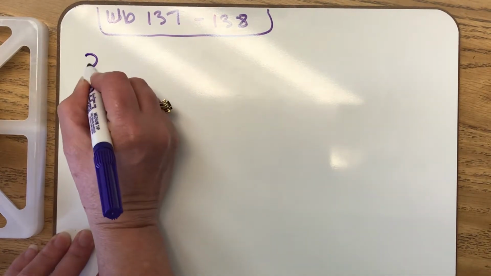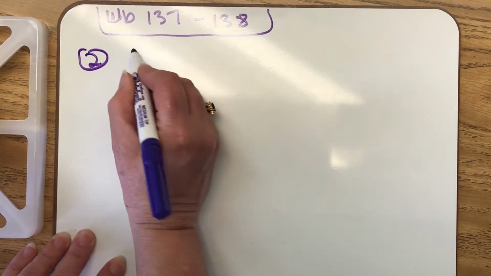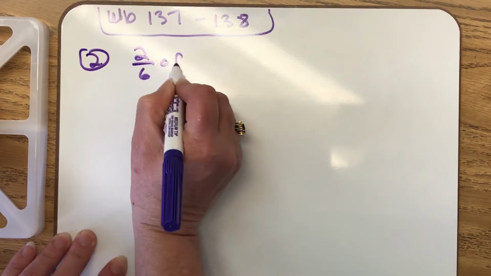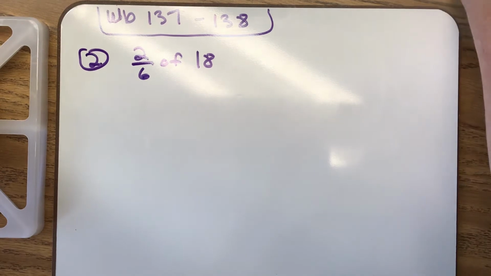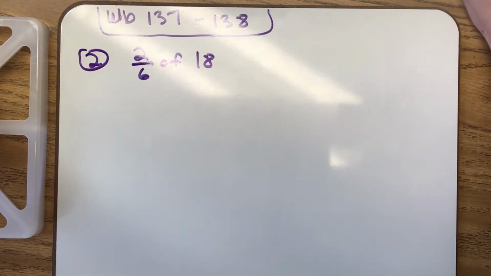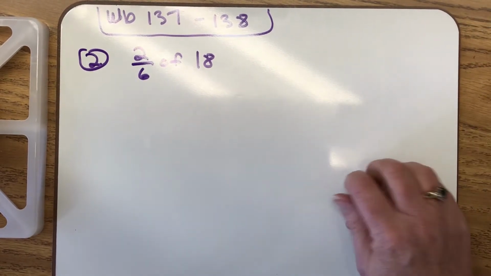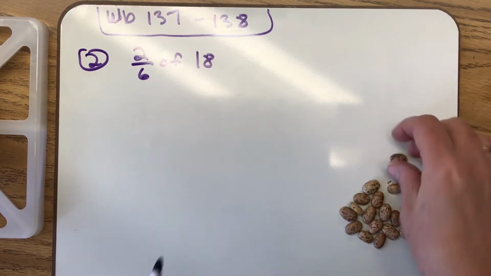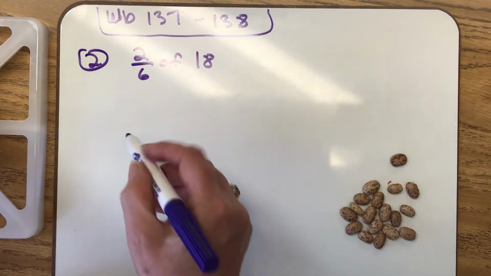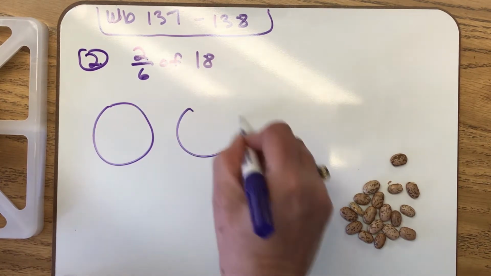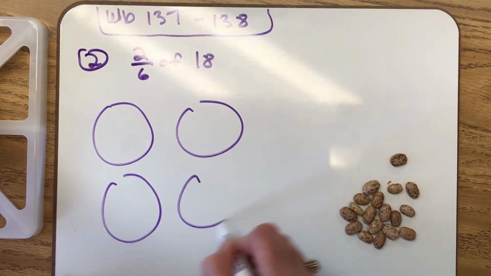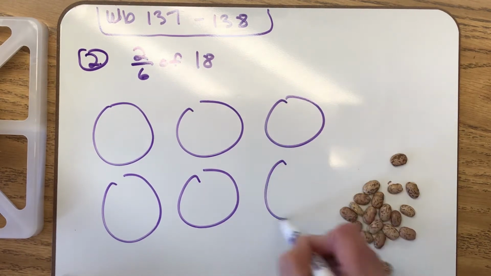So let's write that down. Number 2, we need to do 2/6 of 18. So the first thing we need to do is have 18 counters, which I have counted out right here. I have 18. And since we're finding 2/6, I need to have 6 circles, because that's my denominator. So 1, 2, 3, 4, 5, 6.